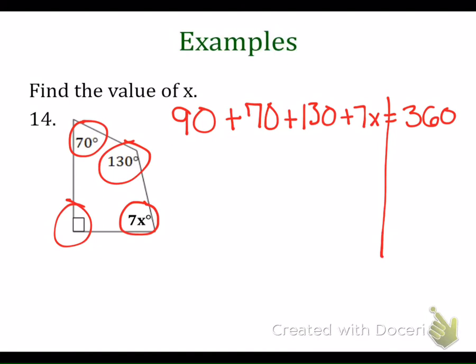4 sides. So if it's 4 sides, it's 360. And what if it's 5 sides? Then we haven't done that yet. That's our next thing. We're only doing 4 sides right now. So first let's add up 90 plus 70 plus 130.